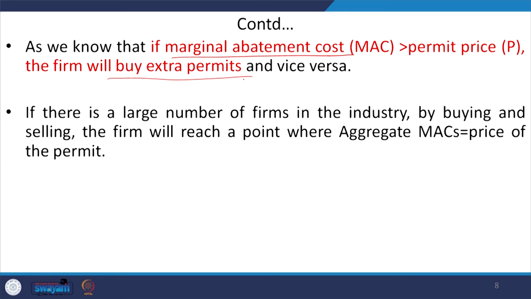And in this case, if you are assuming a pretty good number of polluting farms in an industry, then these mechanisms of transactions, buying and selling, will actually push until the aggregate marginal abatement cost becomes equivalent to the price of the permit. So, till this point is reached, this procedure will be continued.